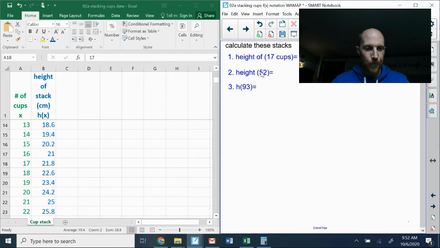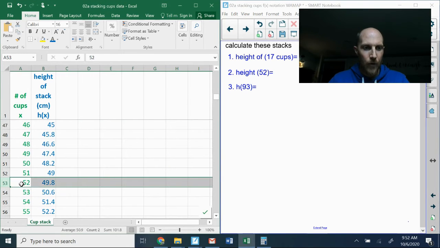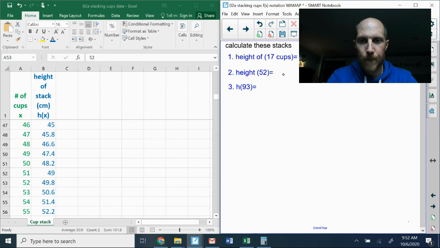Height for 52. All right, let's go to 52. Here it is. 52 cups, 49.8 meters.